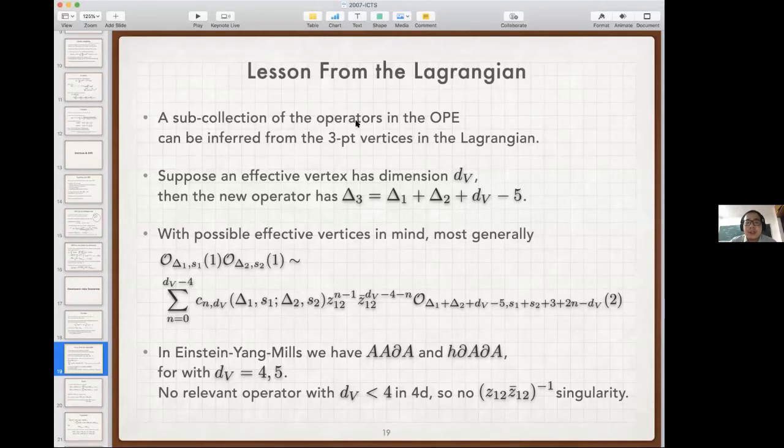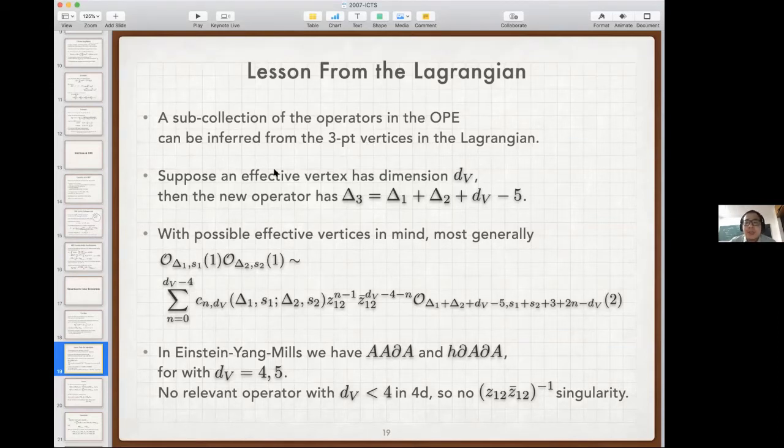And these operators, we can infer their information from the presence of the three-point vertices in the Lagrangian that we can write down. So every time we see a three-point vertex in the Lagrangian, it's very tempting to think that we should write down the corresponding operator for the emerged particle, and that there should be a three-point coupling, right?